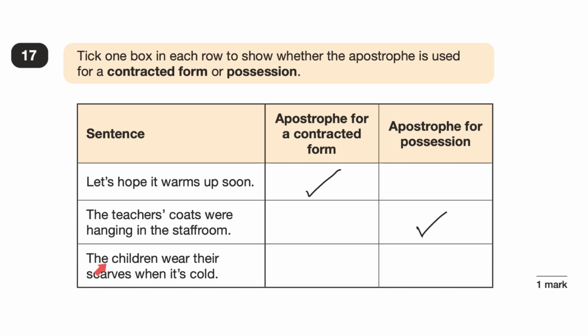And then the final statement, the children wear their scarves when it's cold. Again, it is just a contraction of it is. Okay, so it is shortened, contracted form. So we would tick that box. And hopefully you can see this question type and think, yeah, okay, very straightforward. But remember, we must get all three correct if we're going to score the mark.